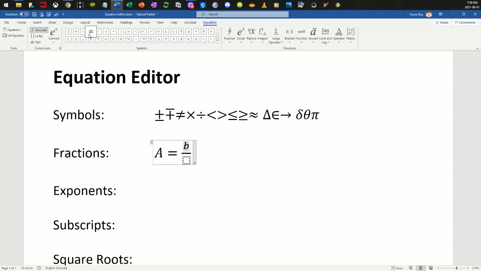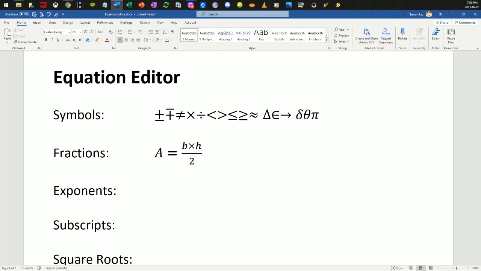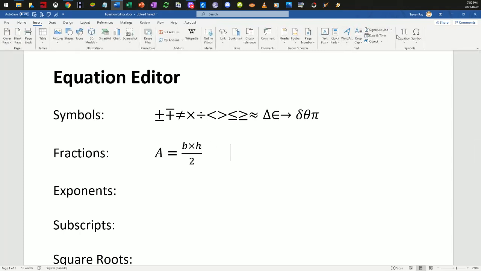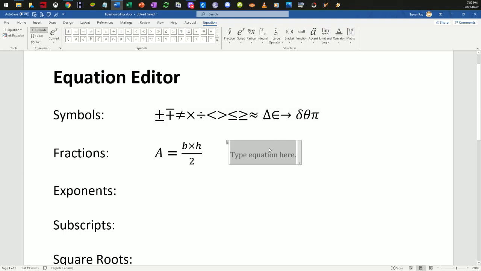base times height over 2 would be a good example of that. Pretty easy to use. Now, something I do want to point out is that usually you want to put in the operation, so for instance, that division sign, before you start typing things in. I'm just going to show you over here. You can do it after the fact, but sometimes it depends on where you want something.